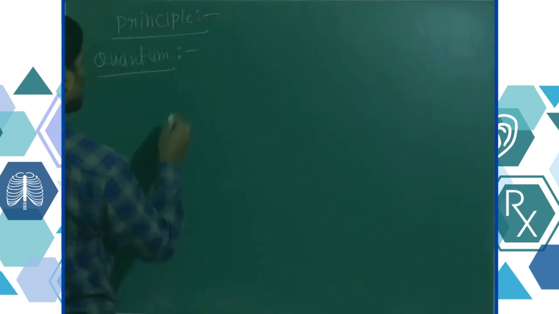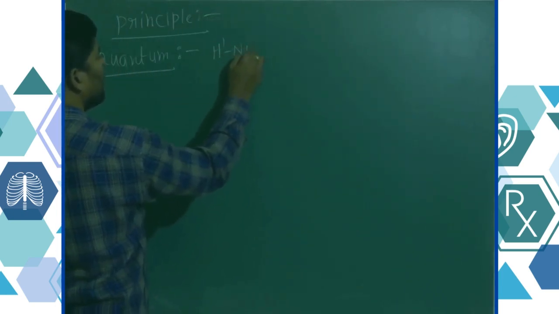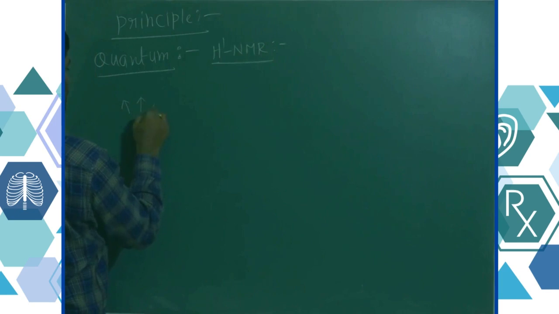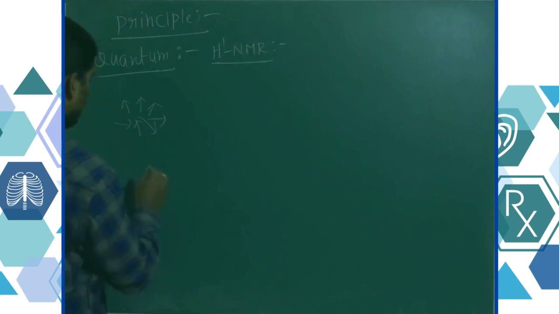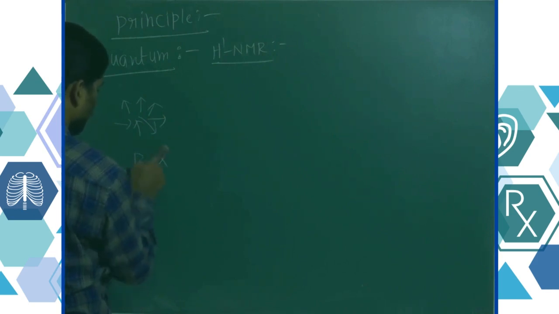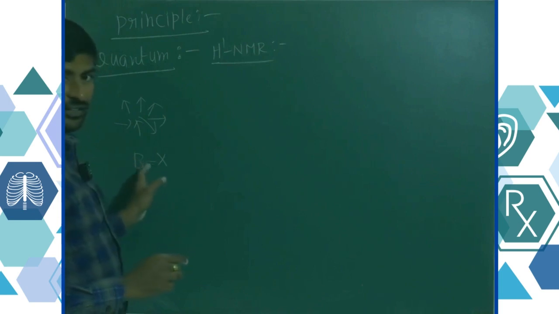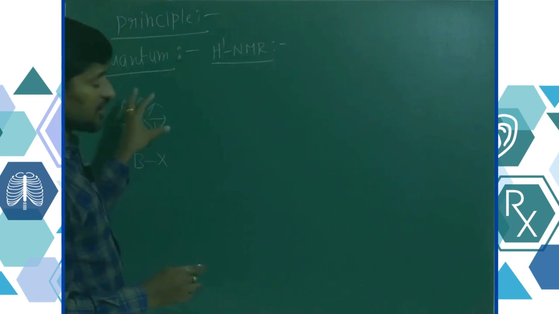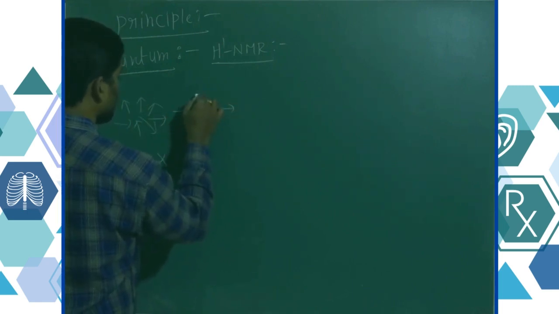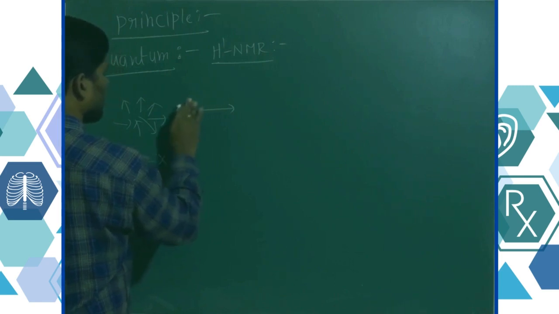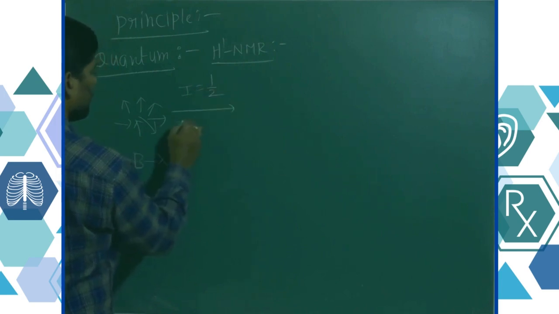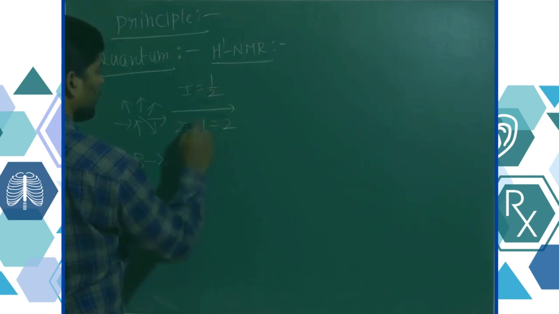For example, we are taking proton NMR spectroscopy, H1 NMR spectroscopy. I am taking some protons. In the absence of a magnetic field, they may arrange randomly, since we are not applying any magnetic field. B indicates the strength of the magnetic field. Whenever we apply a magnetic field, for a proton the I value is 1 by 2, so it splits into 2I plus 1 levels, that means 2 into 1 by 2 plus 1.